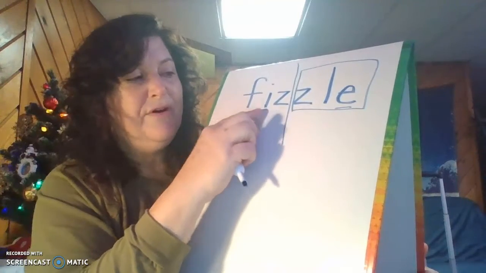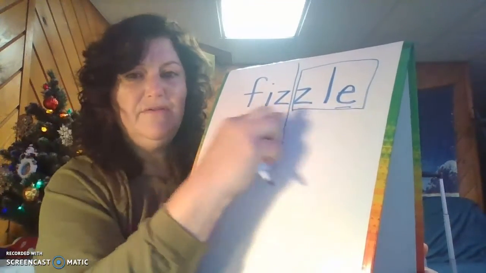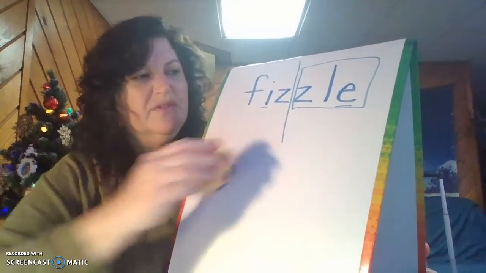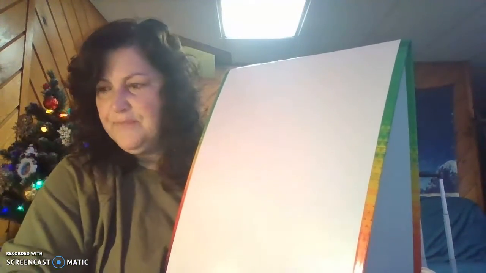Closed syllable, f, is, fizz. Put them together, we've got a fizzle. Sometimes when you pour soda, it will fizzle over the side. Isn't that annoying? Okay.